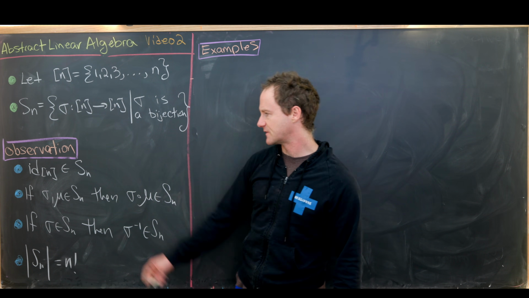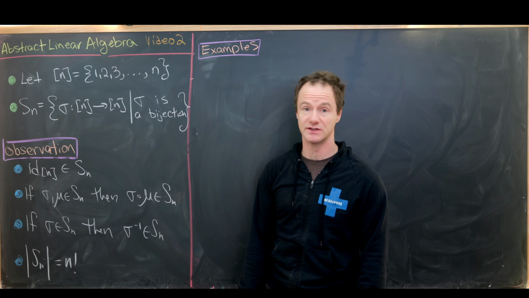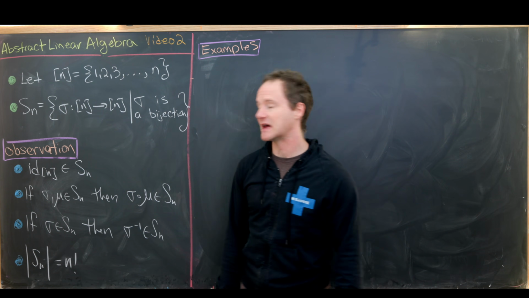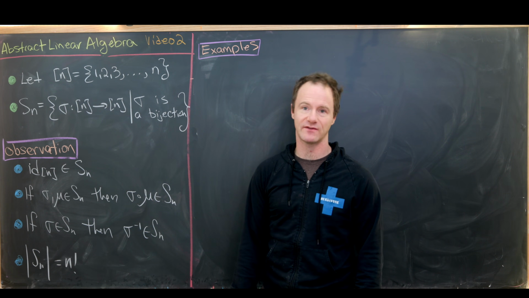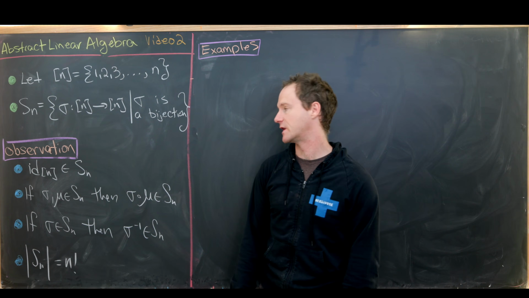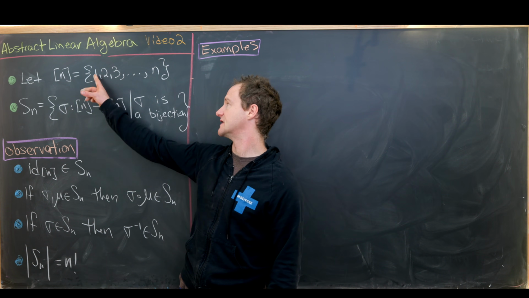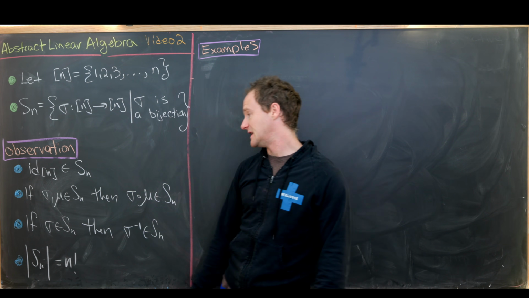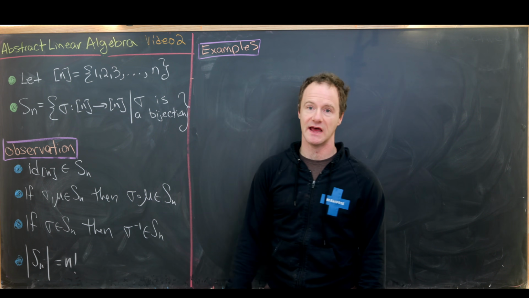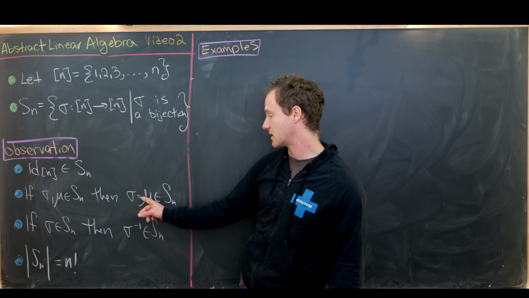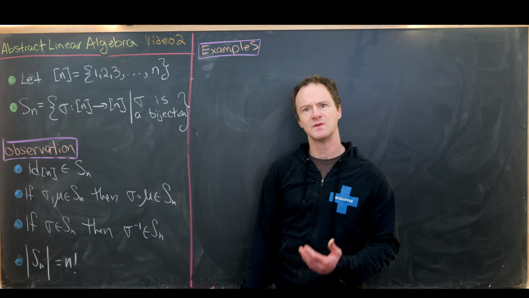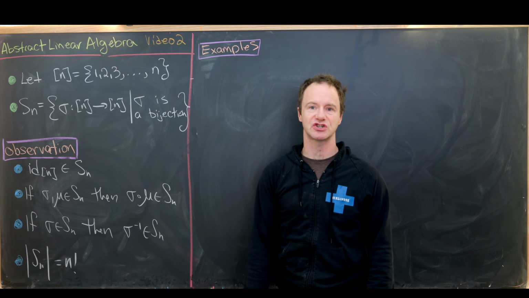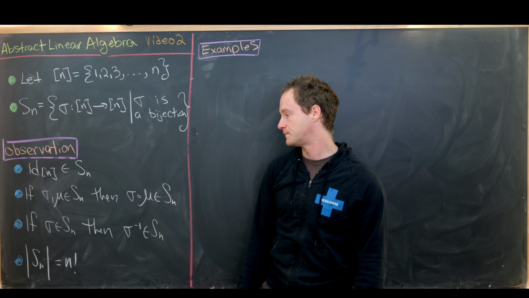Now let's look at the following observation, which we will not prove. I think these are fairly straightforward to see. So first of all, the identity is in Sn. Well, the identity is most definitely a bijection. In other words, it is 1 to 1 and onto. So that would just be the function that takes 1 to itself, 2 to itself, 3 to itself, all the way up to n. Next, if sigma and mu are in Sn, then the composition, sigma composed with mu, is also in Sn. This follows from something that we did last time where we proved that the composition of two bijections was indeed another bijection.